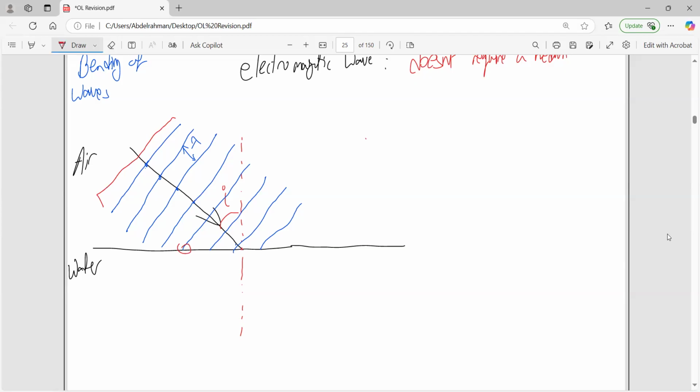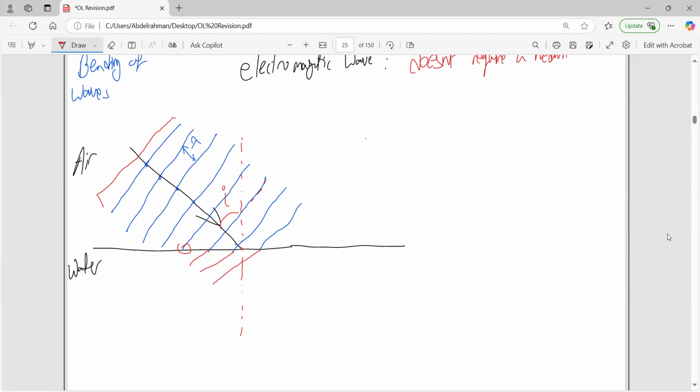Then the remaining part of the wave. For example, this wave: some of it has entered the medium already, so some of it will start to slow down before the rest of the wavefront. So part of this wave will start to bend first.